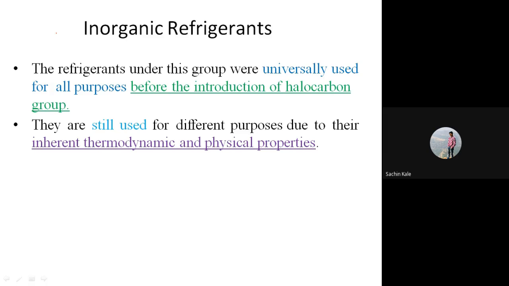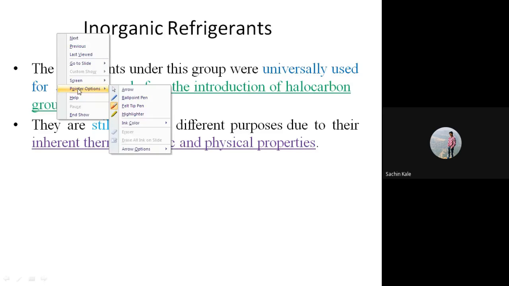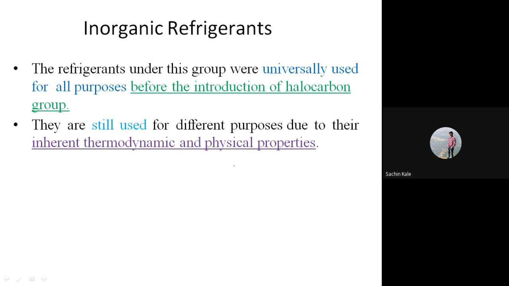Now, which refrigerants come under the family of inorganic refrigerants? Any idea? You might have seen that in the reverse Carnot cycle as well as the Bell-Coleman cycle, we used air as a refrigerant. This air is abundantly available in nature, so air as a refrigerant comes under the category of inorganic refrigerants.